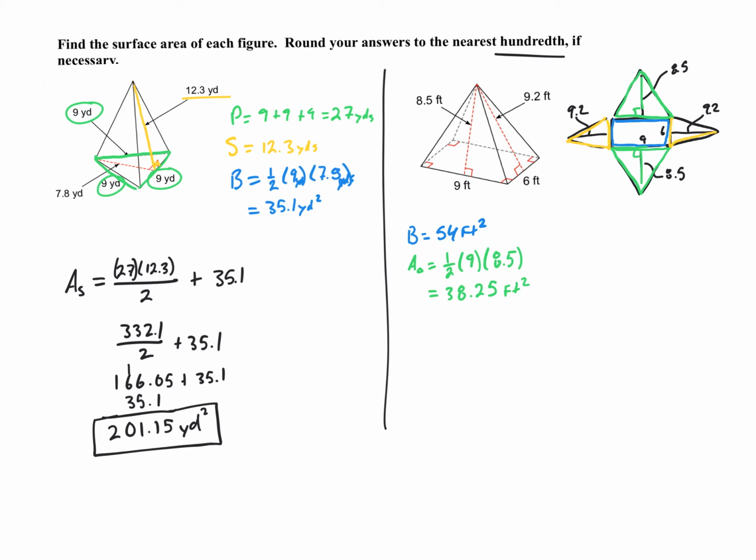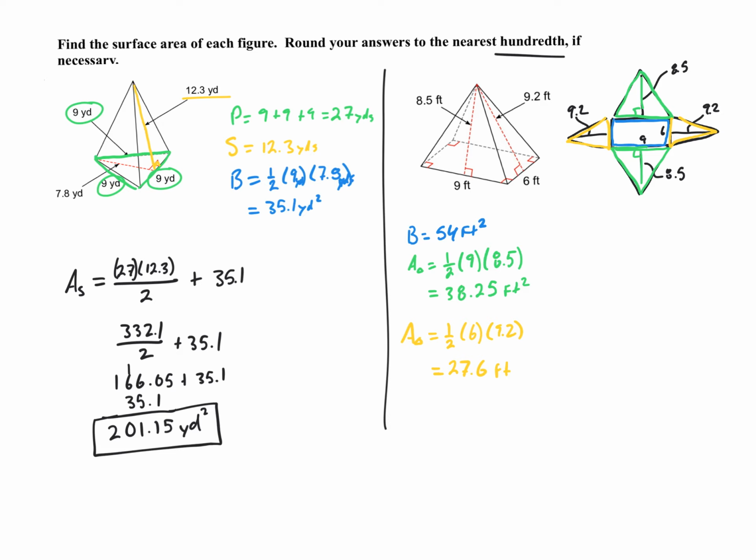This one and this one. So the area of that triangle is going to be 1/2 the base, which in this case is 6, times the height, which is 9.2. Again, plug that in my calculator, 1/2 times 6 times 9.2. And this gives me 27.6.